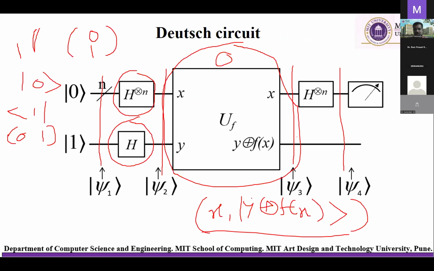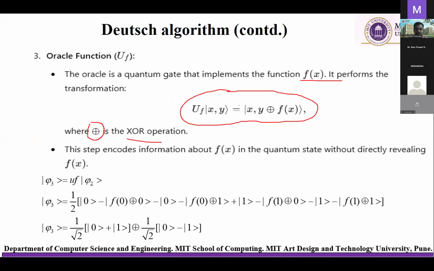So this ket psi 3 is nothing but U_f applied to ket psi 2. We are passing it through this particular oracle or black box. First we will consider U_f on ket psi 2, then we will replace the values of ket psi 2 as we have calculated at the ket psi 2 level. If we solve this, then we'll get this particular output at the ket psi 3.